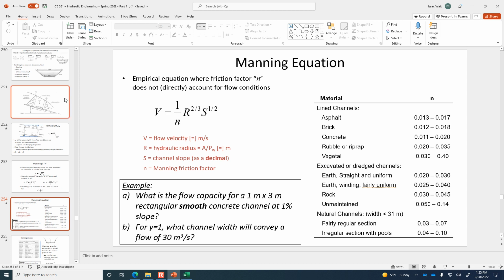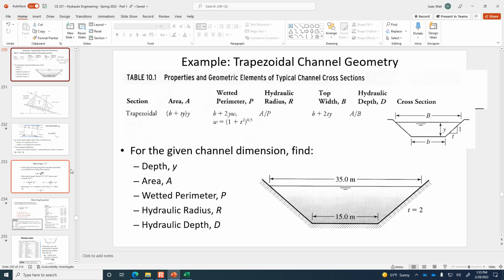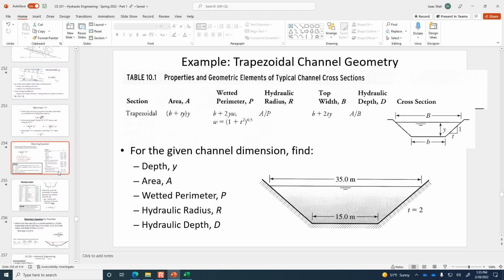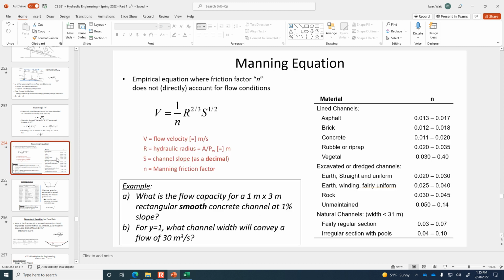And really, this example was pretty simple because we had rectangular geometry, but sometimes we have trapezoidal channels. And we'll work an example in a moment where that's what we're doing, combining trapezoidal geometry with Manning's equation. Okay, any questions before we move on from this one?